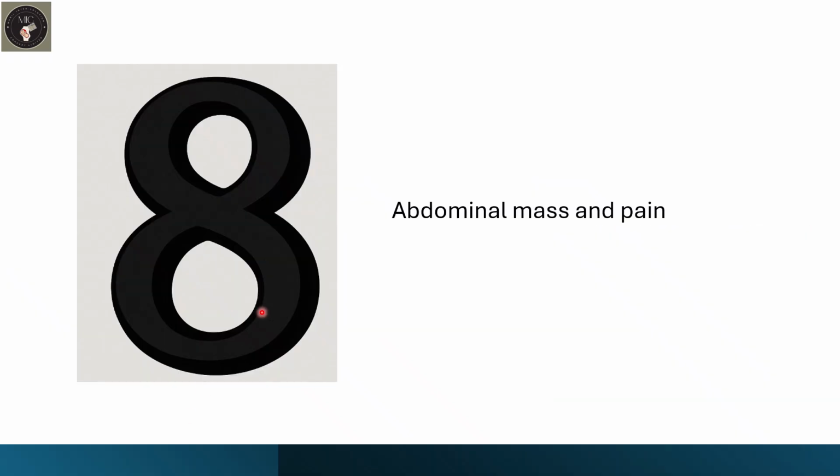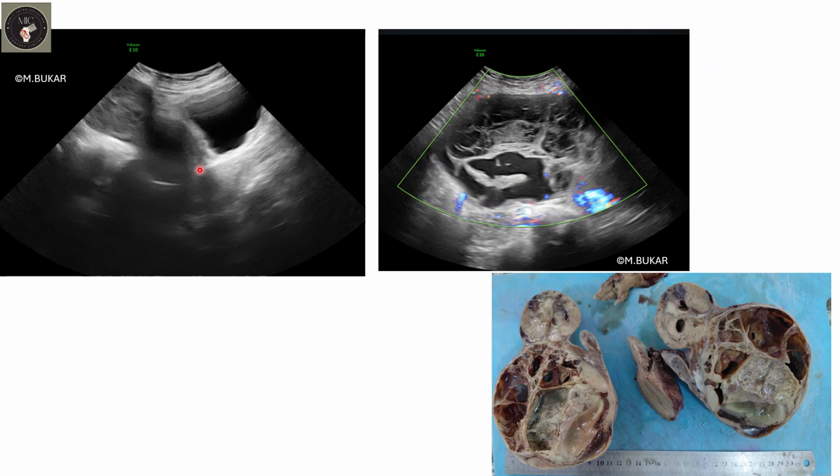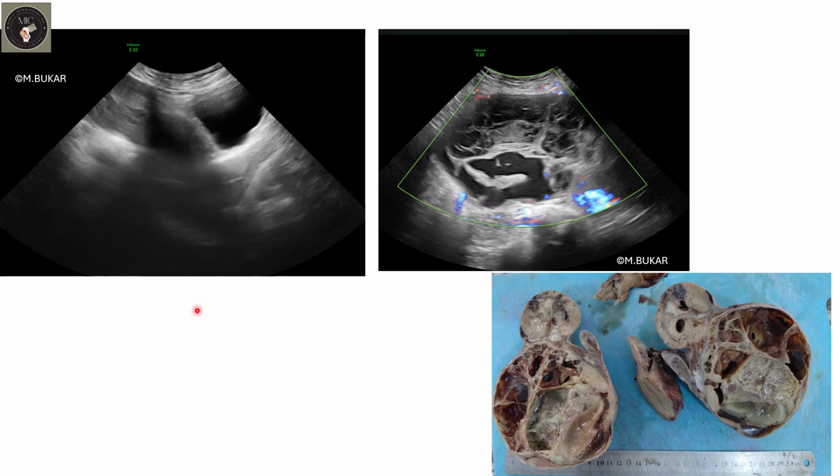Ten months later, again, she presented with abdominal mass and pain, but this time there was no history of weight loss. So again, this is the ultrasound video, the Doppler, and this is the image after the second surgery. So let's look at the video.